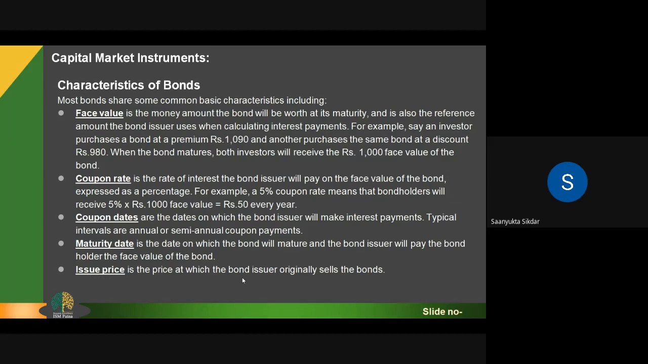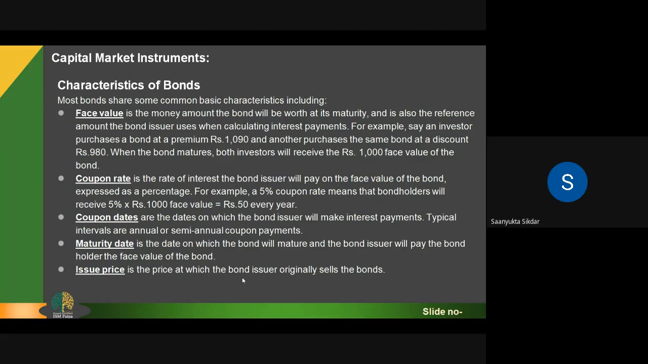In this way, we can calculate the actual value of a bond, and it is also the reference amount the bond issuer uses when calculating the interest payments. So whenever they talk about the interest rate of a bond, like 10%, it is 10% of the face value of the bond. That will be the amount of interest paid to the bondholders.